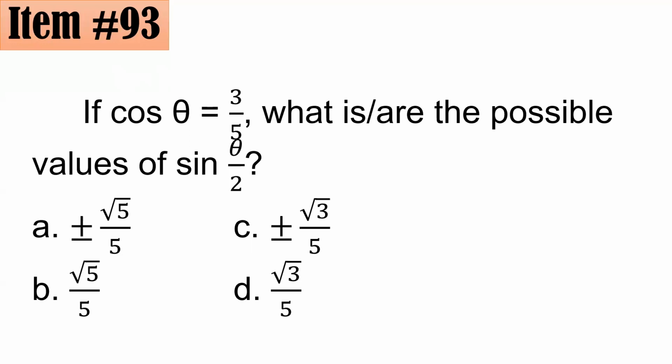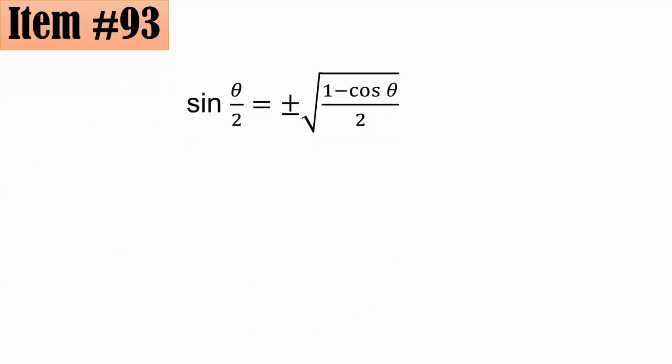Let's see. Now, here's the thing. Meron po tayong half-angle formulas. So you could search it up. We will no longer derive this because it's a bit long. If you have the sine of the quantity theta over 2, it's equal to plus minus the square root of the quantity 1 minus cosine theta all over 2. You could verify this by literature.